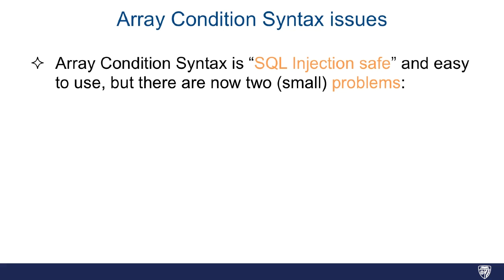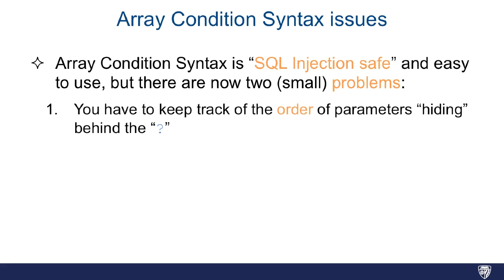So array condition syntax is fine, and it's SQL injection safe, which is the most important part. But there are now two small problems. They're more like issues. Number one, you have to keep track of the order of parameters hiding behind the question marks. So if you have 5 question marks, you have to look at the query and be like, okay, this is the first one. The first question mark was for this. Got it. The second question mark was for this. And provide the parameter for all the question marks.